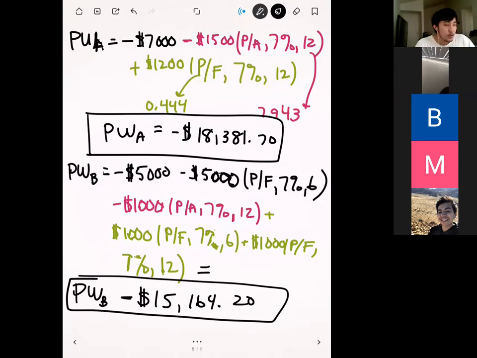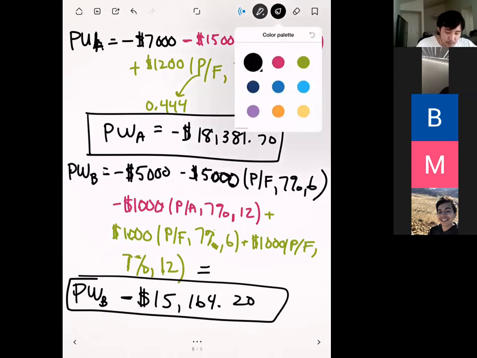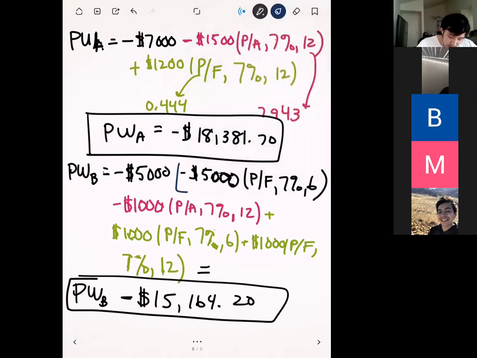I'll say one more thing, just to emphasize that this assumption where we buy a replacement 6 years in the future at the exact same cost is a huge assumption. Most of the time in reality, this is not going to be the case. But for the problems that we're doing, it's going to be okay, just because it helps with the numbers. Are there any questions on this example here?